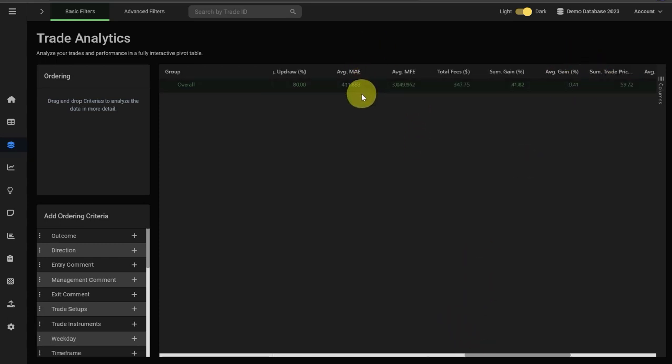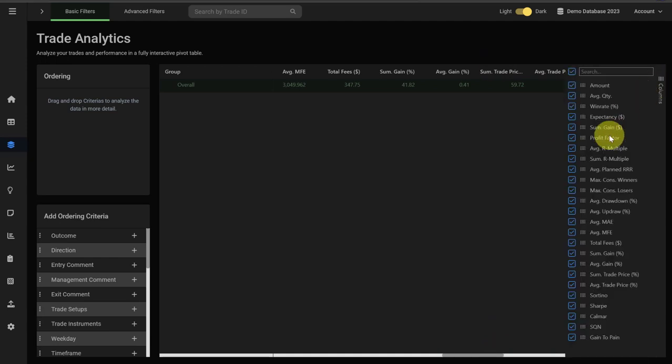Then we also have the average MAE and the MFE. We show you the total amount of fees that you have paid, the sum of the gains in terms of percentage on your trading account, the average gain, and other metrics as well. You can also access all the columns here, and here you can see all of the columns at once. We also have the ratios such as Sortino, Sharpe ratio, Calmar ratio, the SQN, and the gain to pain.